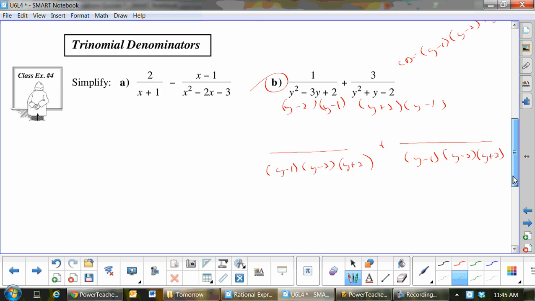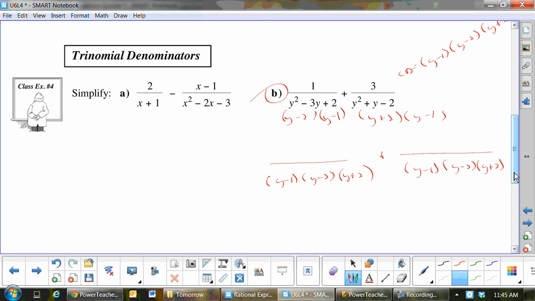Okay, let's work with the first fraction. What do I have to multiply this denominator by to get this denominator? Y plus 2. So I'm going to do the same thing to the top. Okay, this one here, what do I have to multiply by?